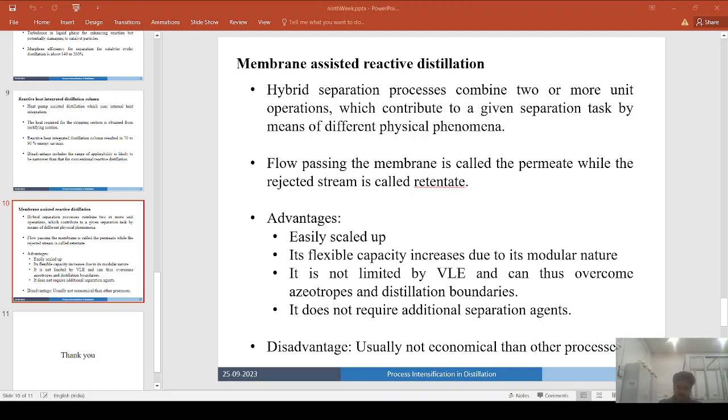Now, another advantage, or several advantages, are high selectivity, low energy consumption, and a compact and modular design, which are further advantages of membrane separation. So you can combine the modular advantages of the membrane separation into the MARD, membrane assisted reactive distillation. So here you would get high selectivity, low energy consumption, and a compact and modular design.